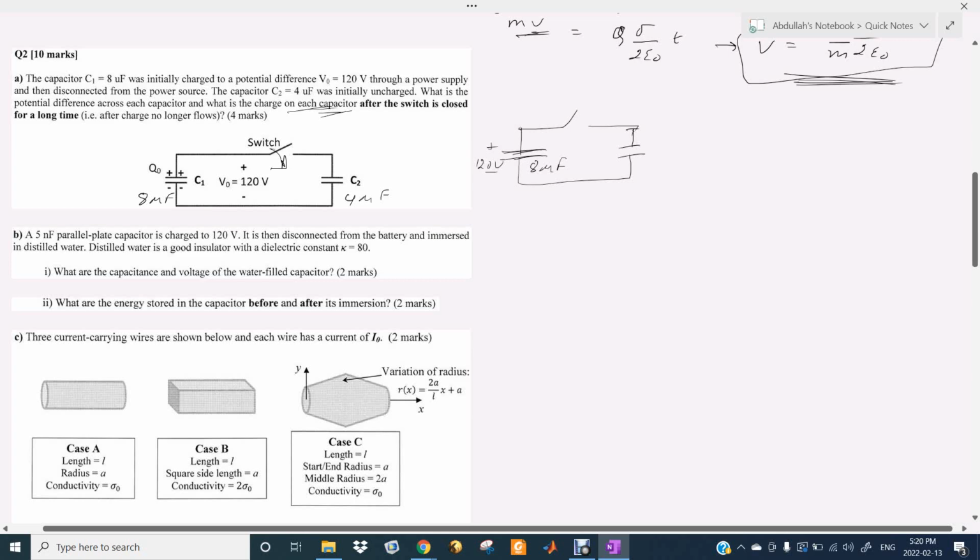After you close the switch, what happens? How is the charge distributed? Because initially only C1 is charged, but once you close the switch, both will be charged. So how much charge is each one having, and what's the potential difference?